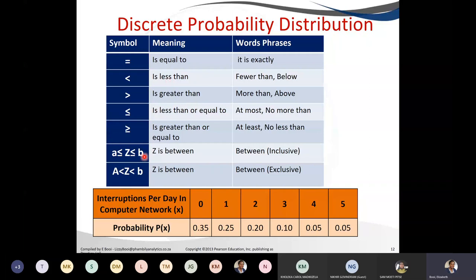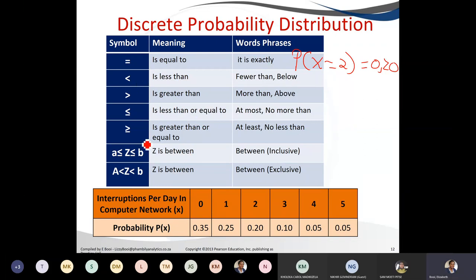Where they say equal, it means exactly. What is the probability that exactly two interruptions happen per day? That probability is 0.20, and we represent it as the probability that X is equal to 2, which is just 0.20. That's straightforward.